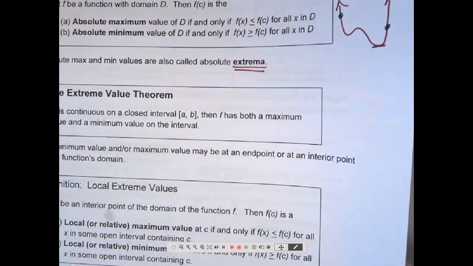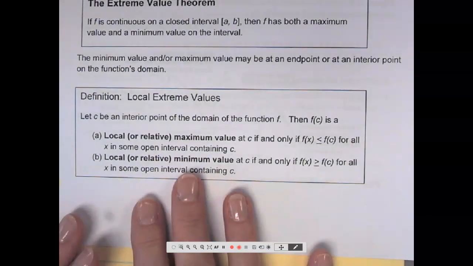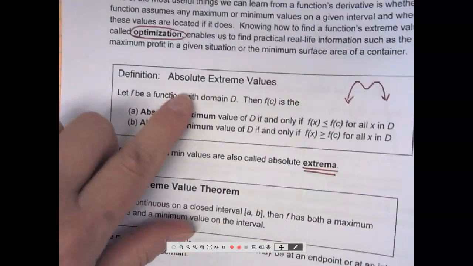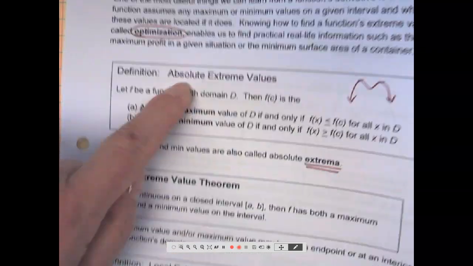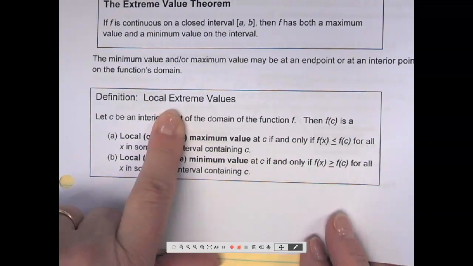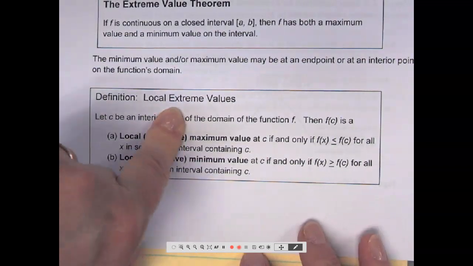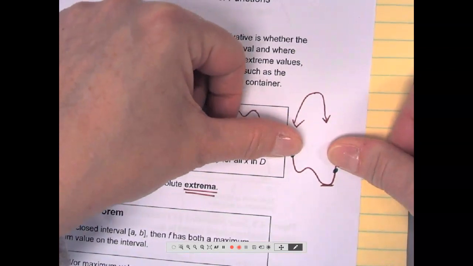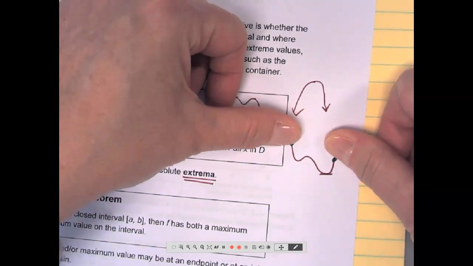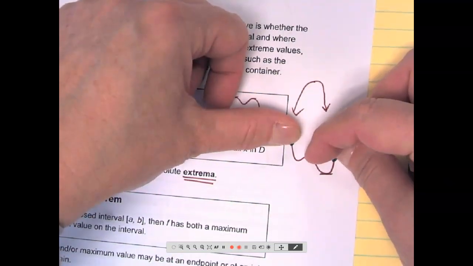Definition of local extreme values. All right, what do you think the difference is between an absolute extreme and a local extreme? Not necessarily. Let me show you this one, right? Go back to this one. This one has a local max and an absolute max. That one right there, yeah.